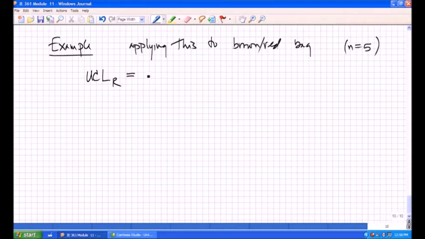What I need is to take big D2 times sigma. Big D2 for a sample of size 5 is 4.918, and then I multiply by the standard 1.715, the given sigma, and that turns out to be 8.43.